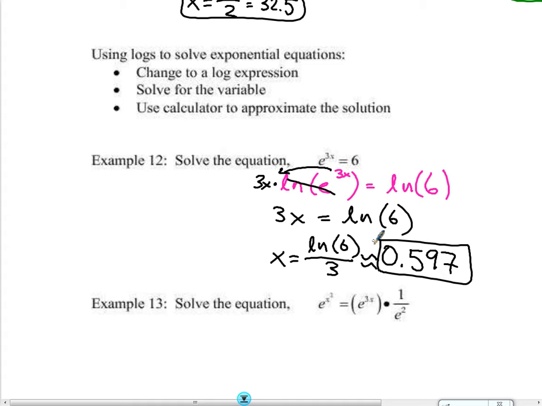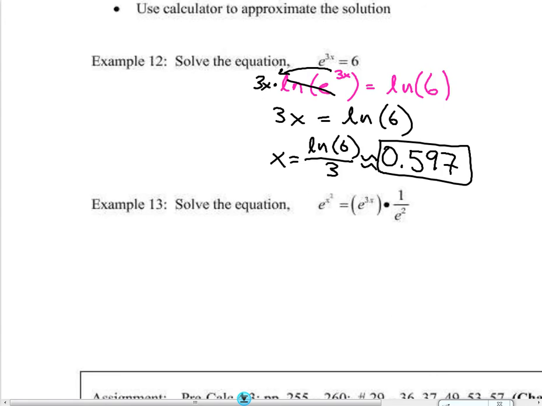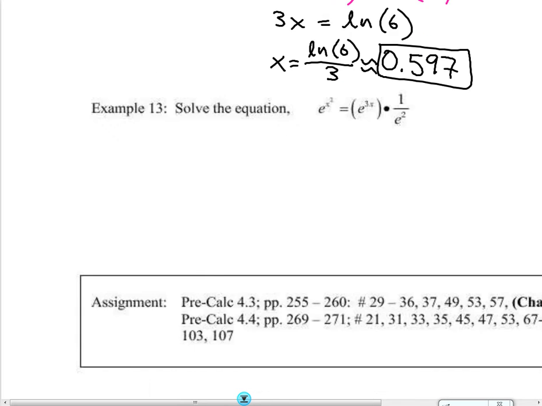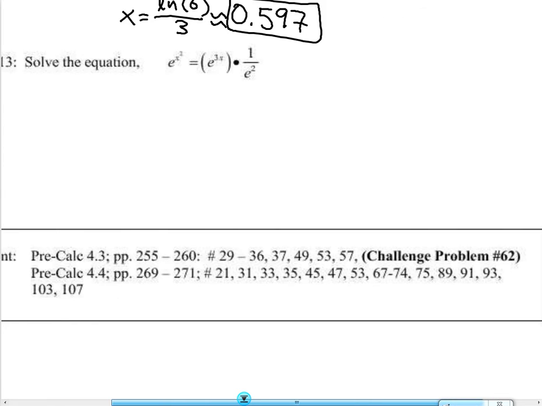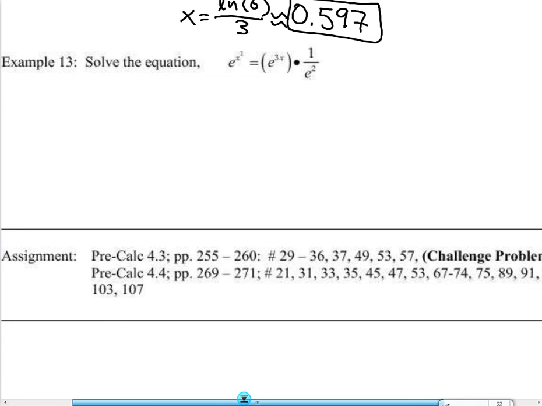You have one challenge problem here between 4.3 and 4.4. It's number 62. And remember, the challenge problems are due on the 11th and 12th, depending on your A day or B day, respectively.